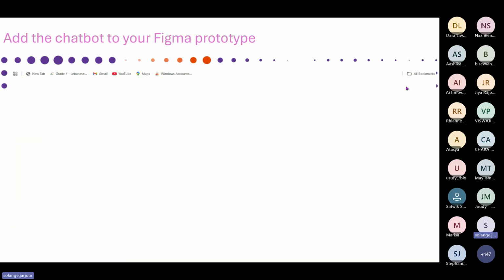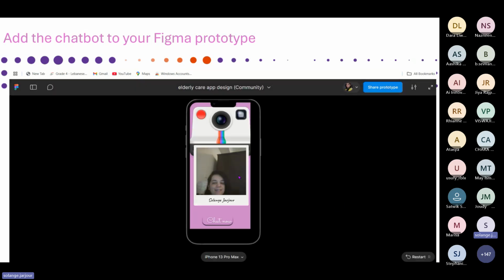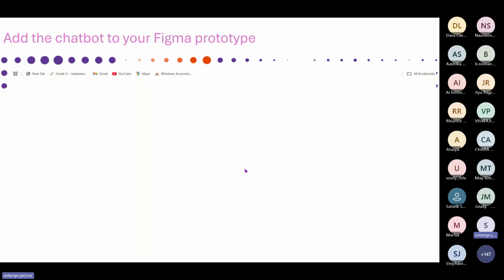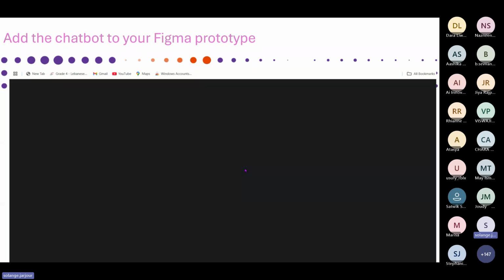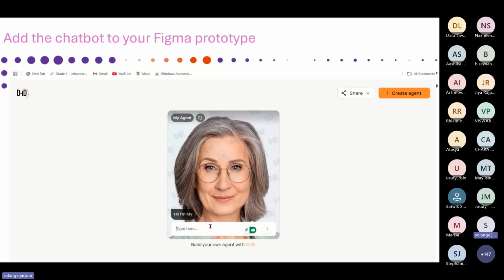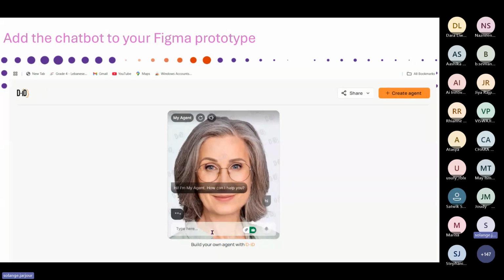Now to run it and test it, I will click on test prototype. And now I have my prototype running. This is the elderly. Click on chat now. And it will open for me the chatbot. Okay, so now I have a complete prototype from the application to the chatting with a virtual agent that is called my agent or grandson or whatsoever.